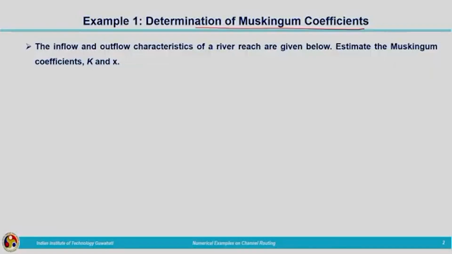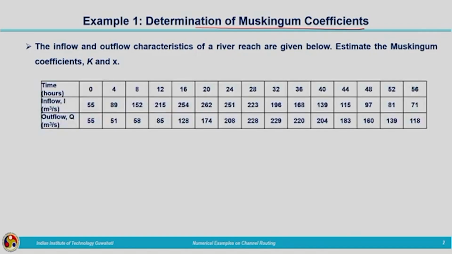The inflow and outflow characteristics of a river reach are given below. Estimate the Muskingum coefficients k and x. These are the details related to inflow and outflow. The variation of inflow with respect to time and also outflow with respect to time is given to us. We need to determine the coefficients k and x. Usually we have to compute the outflow hydrograph.